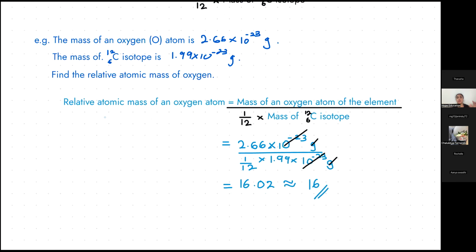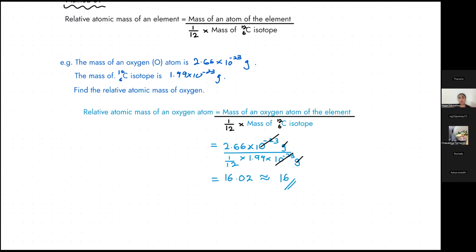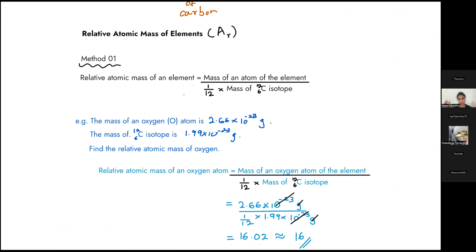Okay. So now let's go back to here. Relative atomic mass is just a concept. For any element, you take the mass of that element and divide by 1 over 12 of the mass of a carbon-12 isotope. For example, they have given us the mass of an oxygen atom as 2.66 into 10 to the power minus 23 grams, and the mass of a carbon-12 isotope as 1.99 into 10 to the power minus 23. And they're asking you to find the relative atomic mass.